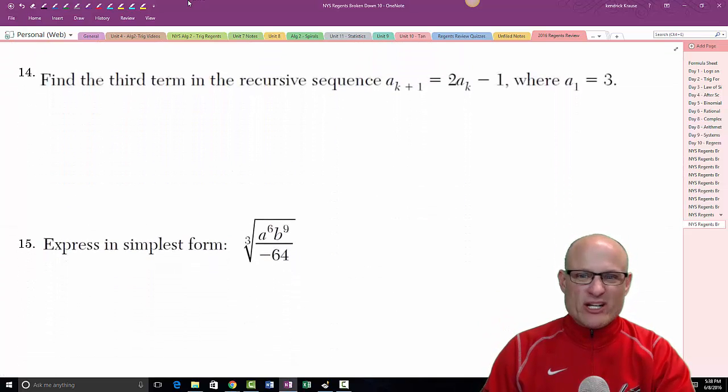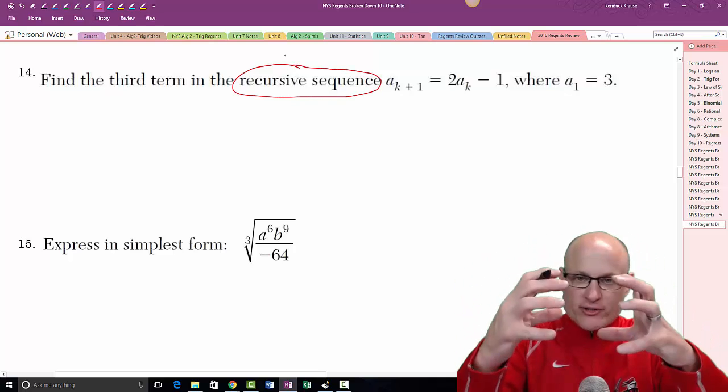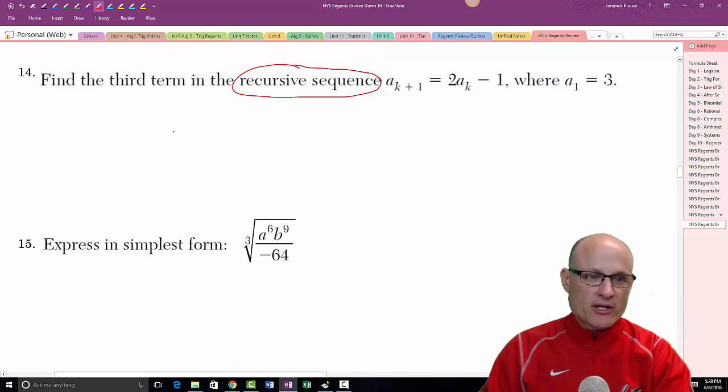Find the third term in the recursive sequence. Now, I'm going to do this two different ways. I'm going to do it the hard way, and then I'm going to do it the easy way. Recursion's really simple. It just says do something with the one previous term. I give you a starting term, and you do something with it. Okay? It's like seed money for a business.